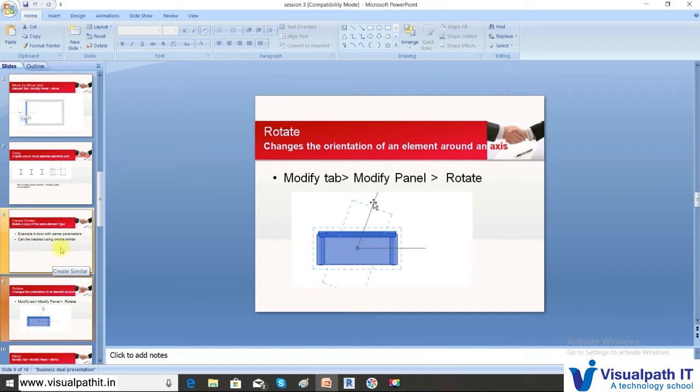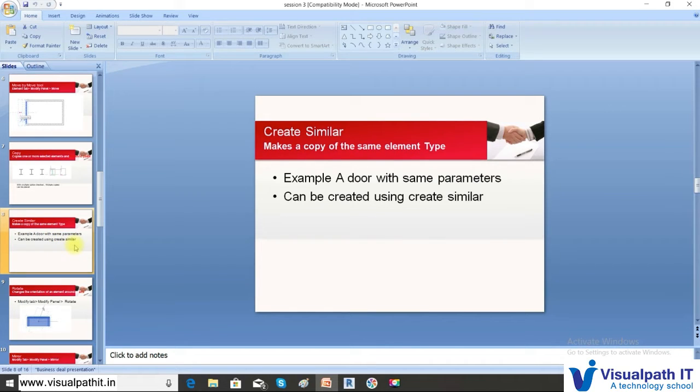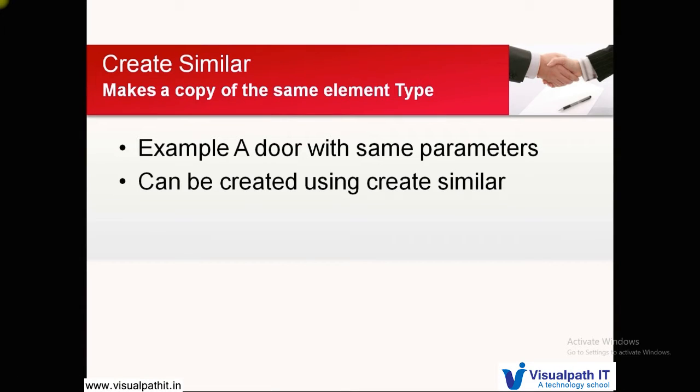So rotate is similar. Before rotate, we have something called create similar, and a specific tool. It is same as copy, but with a small difference. The element properties are copied also. So for example, a door with same parameters, you want to create a similar door kind of a thing. Like suppose there's a D1, which is a 3 by 7-foot door. Now it has some properties. So that same 3-foot door has to be copied with the same parameters. Then you can use create similar.